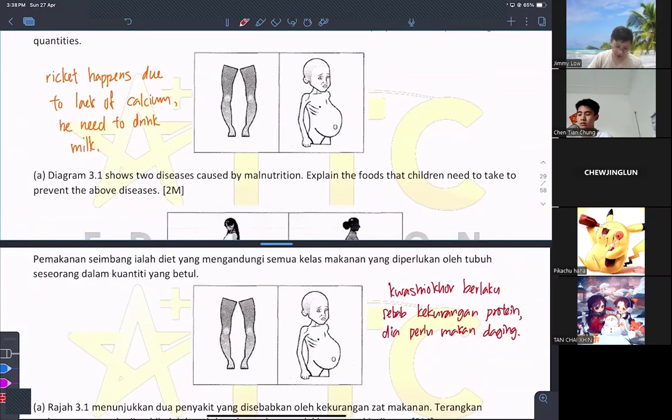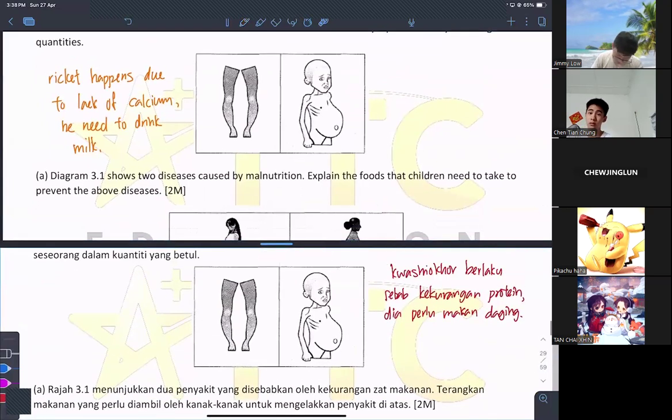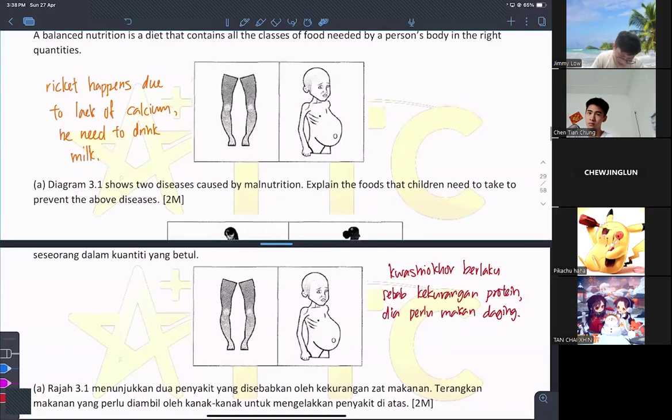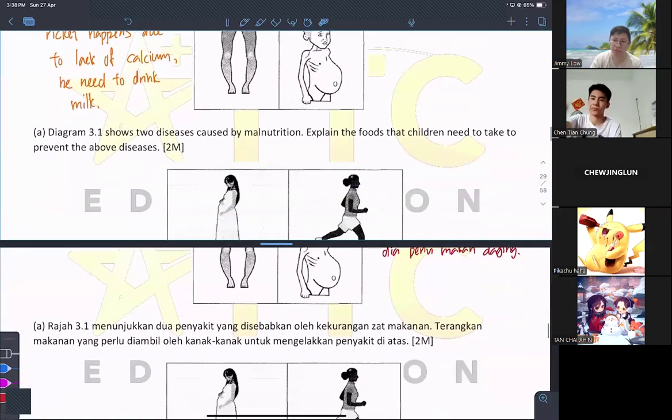Okay, you make sure the answer is always complete. Don't be like, eat protein, eat protein, then full stop already. Then you didn't score the mark because, for example, if asked to explain the food, at least you have to bring out eat meat. Why? Because meat is rich in protein. Drink milk. Why? Because milk is rich in calcium. At least you have to mention something like this. Don't be like just milk, just meat. Then how? Who knows what you are going to express?